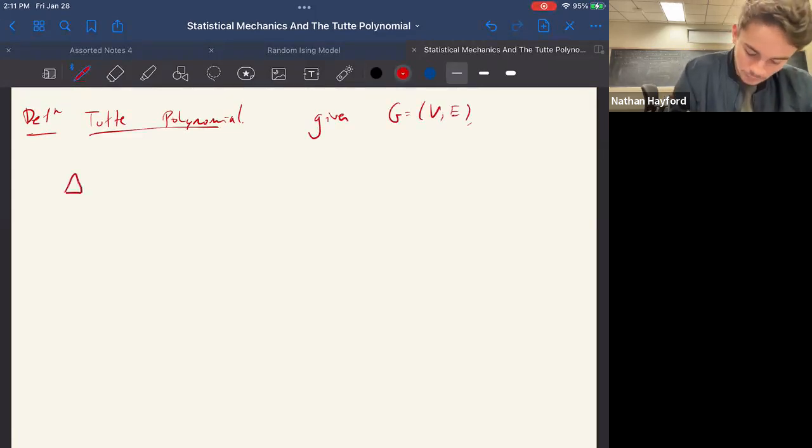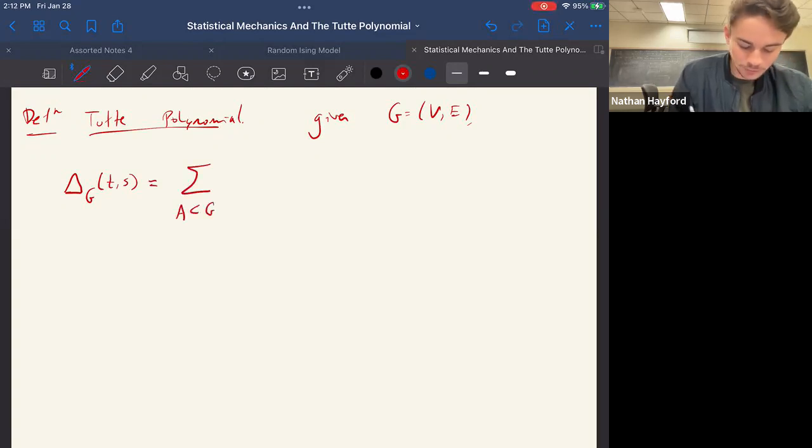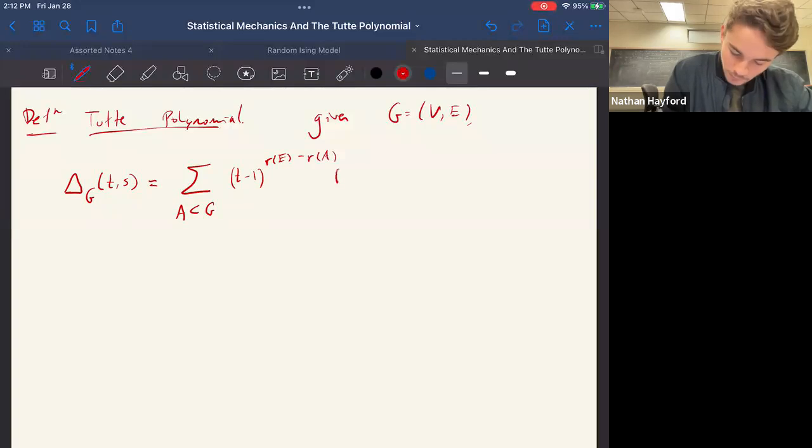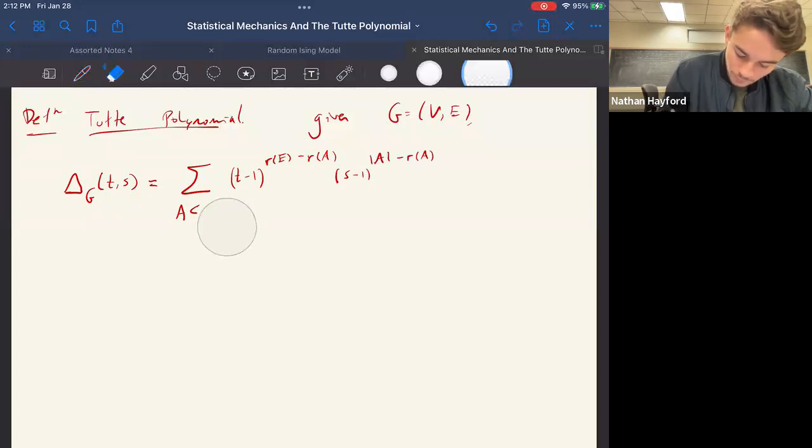I define a polynomial in two variables, delta G of T and S, which is the sum over all subsets of G. This is either subgraphs, or we can think of them as subsets of the edges, because a subset of the edges defines a subgraph of the actual graph. It's defined to be the sum over all subsets A of the edges, (T minus 1) to the R of E minus R of A, times (S minus 1) to the size of A minus R of A.